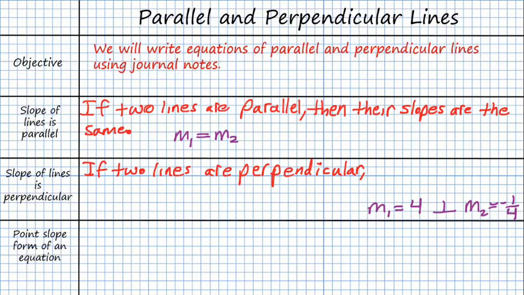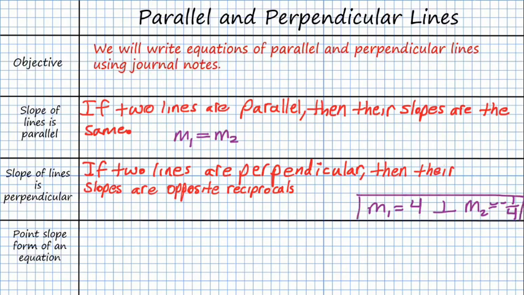So then we can say if two lines are perpendicular, then their slopes are opposite reciprocals. And again, all that means is this relationship right here, where if I start with one number, the opposite part is the change in sign, and the reciprocal part is when we take a number and flip it with its denominator. Normally 4 can be expressed as 4 over 1, therefore the reciprocal would be 1 over 4.